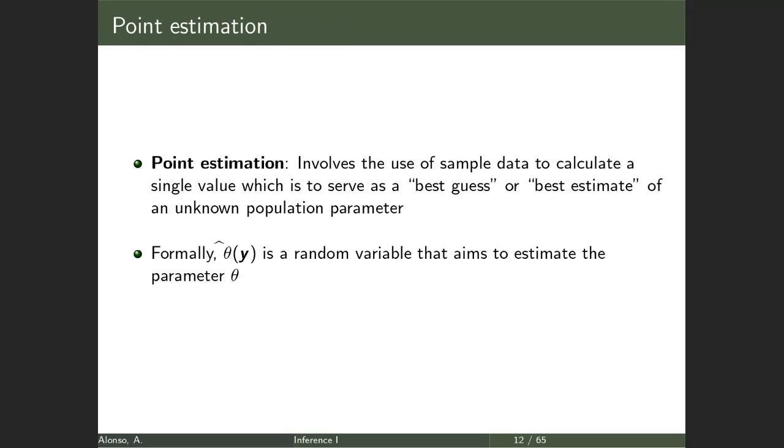And we call that point estimation. And of course, the only thing you have in your hands to guess the value of theta is your data. So you want to use your data to make a guess of this parameter, and you want this guess to be good. Now, the question is, what do you mean by good? Well, we are going to discuss that shortly.